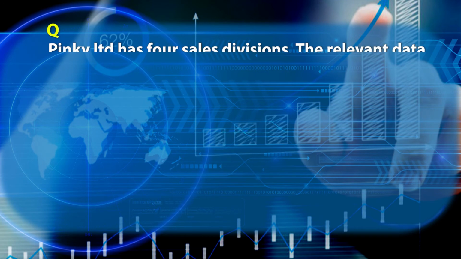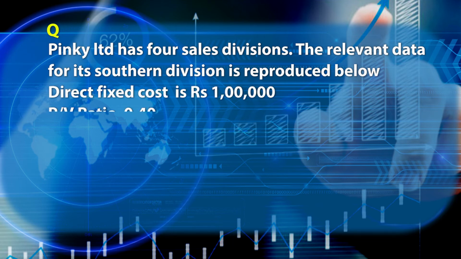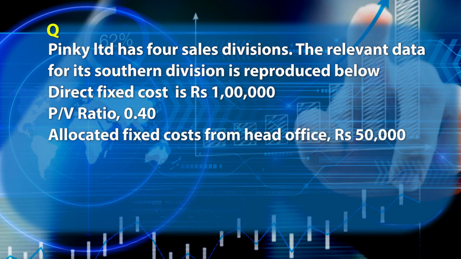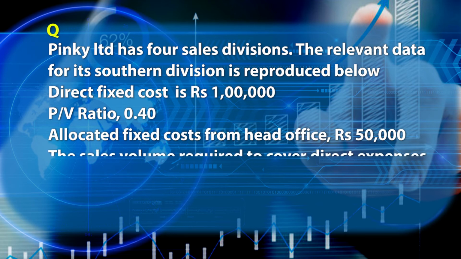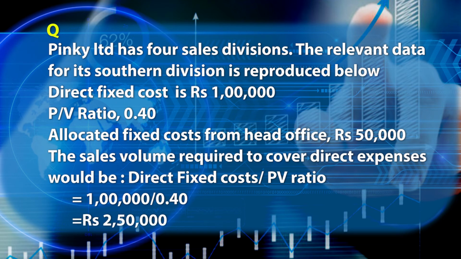Let's take an example. Pinky Limited has 4 sales divisions. The relevant data for its southern division is reproduced below. Direct fixed cost is rupees 1 lakh, PV ratio is 0.40. Allocated fixed cost from head office is rupees 50,000. The sales volume required to cover direct expenses would be direct fixed cost divided by PV ratio, which is equal to 1 lakh divided by 0.40, which would come to rupees 2,50,000.